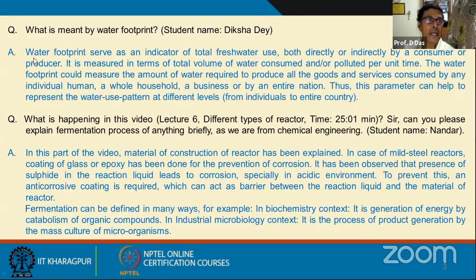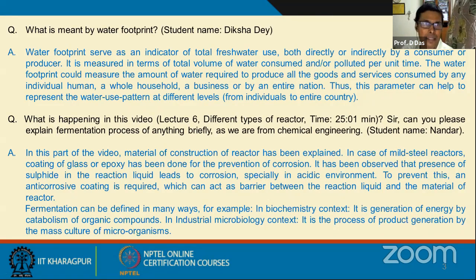Here you can see that water footprint serves as an indicator of total fresh water use, both directly and indirectly, by a consumer or producer. It is measured in terms of total volume of water consumed or polluted per unit time. So this is very important, that is, how much water is used.